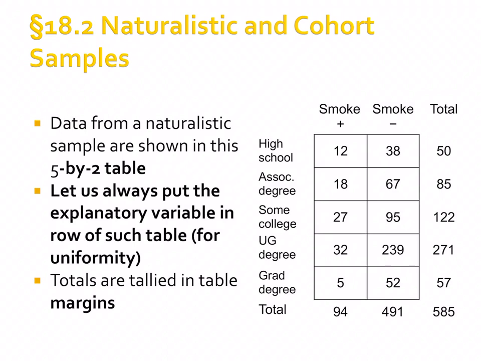Sorry about that. All right, so here we have naturalistic and cohort examples. Data from the naturalistic examples are shown in this 5x2 table. So here we have two columns: column 1 here, column 2 here, and here are your rows. So it's always row by column. Let us always put the explanatory variable in the row of such a table. So here's your row for the explanatory variable.